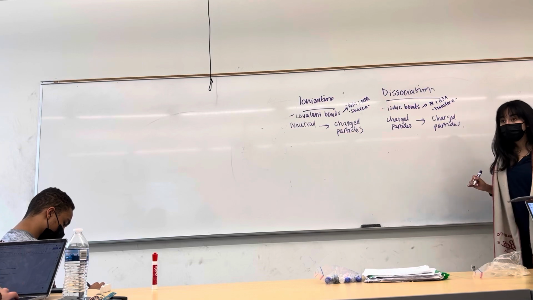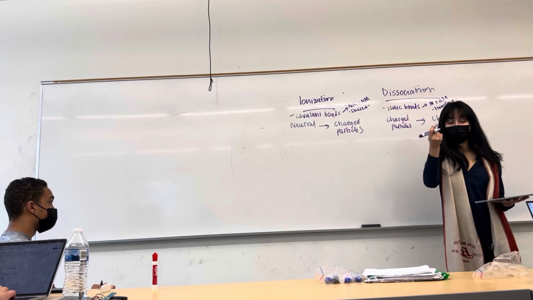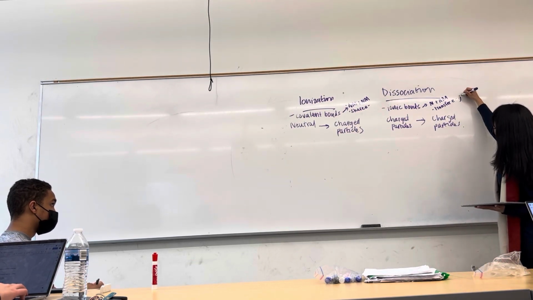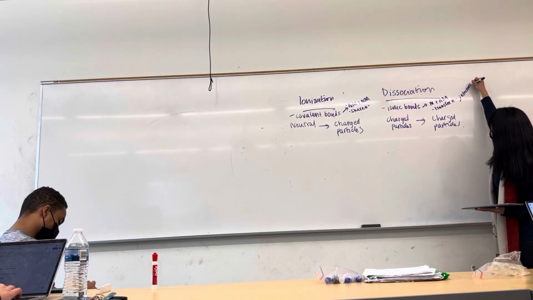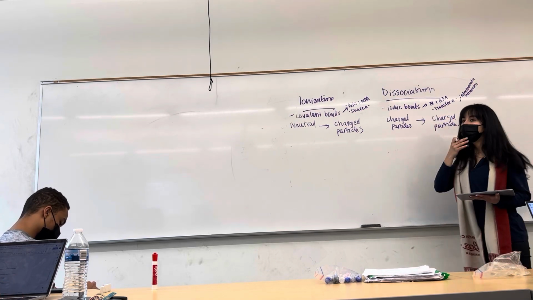But what you should also know about an ionic bond: electrostatic attraction. That's how you identify an ionic bond. So we'll say electrostatic attraction. That's an ionic bond, okay? So now let me give you an example.